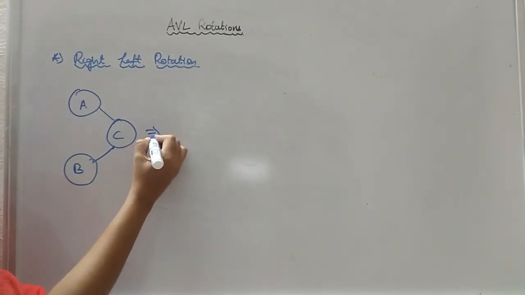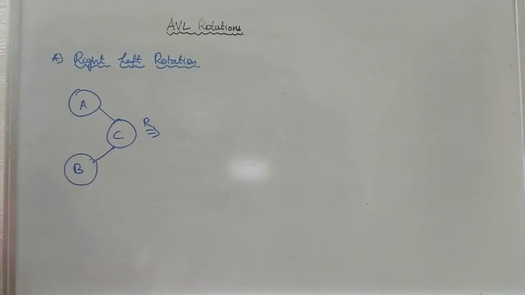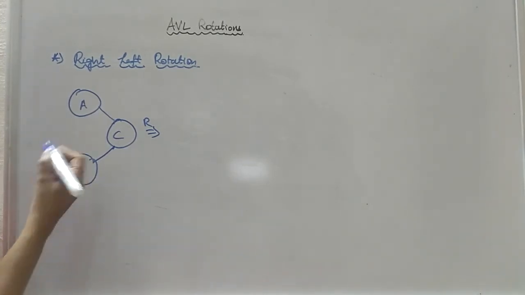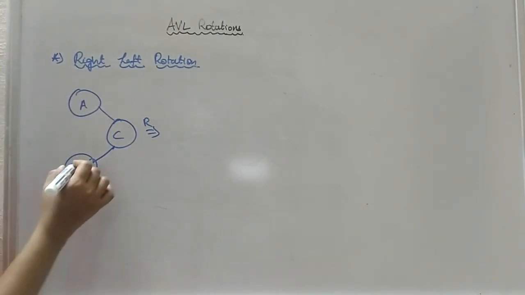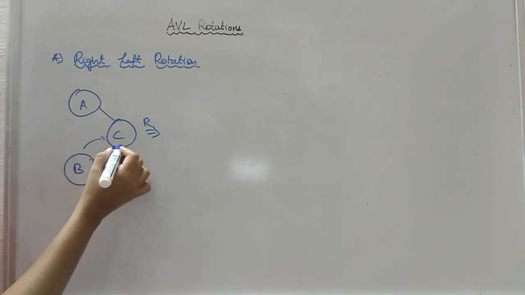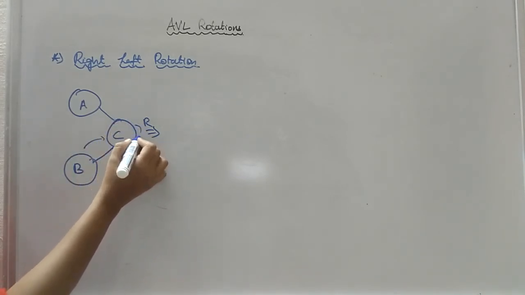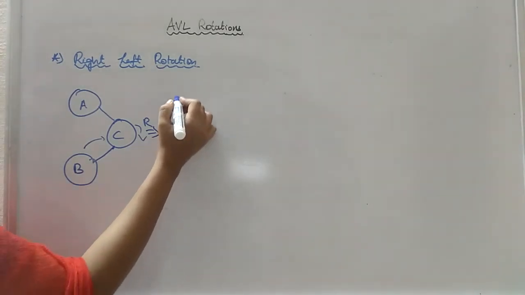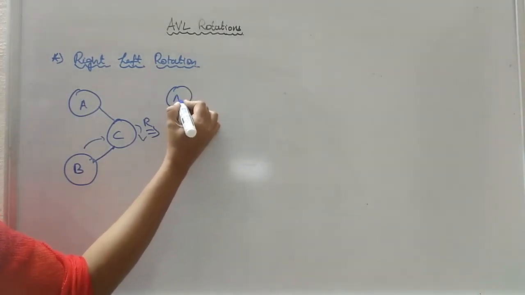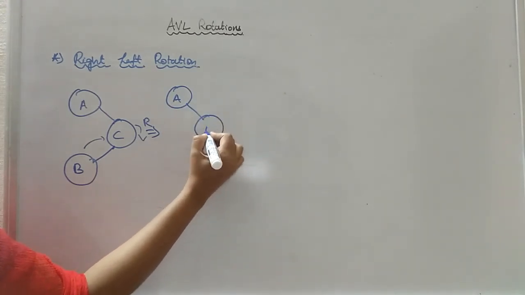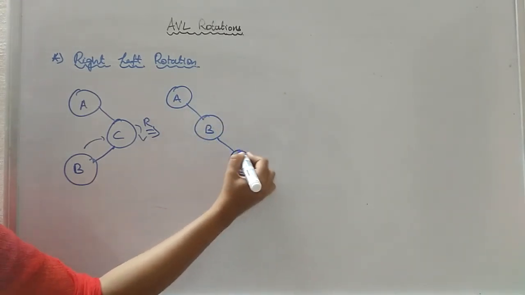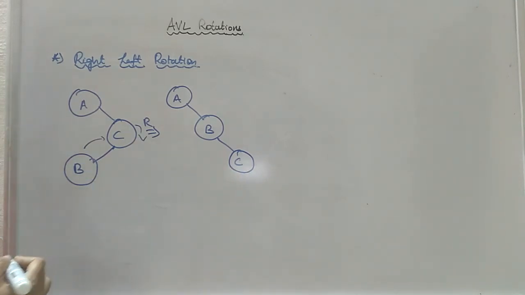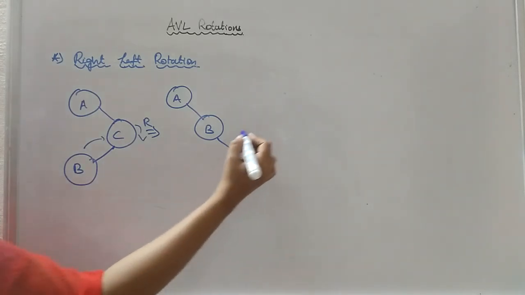Okay, as I said earlier, it's a two type rotation. So first, since I am going to do the right rotation, B will be shifted here and then C will be shifted here. Okay, so you will have this structure like A and then B and then C. Okay, so after doing this one, what's the next type of rotation to be performed? Left rotation. Okay.